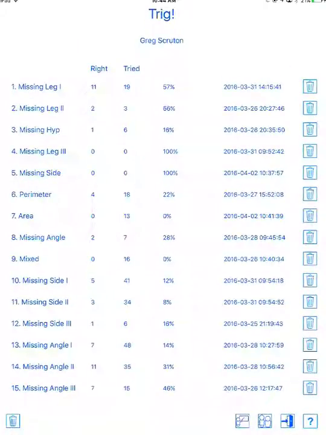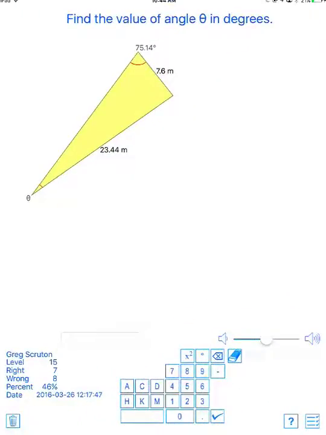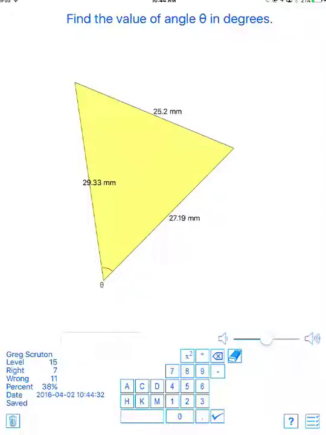And finally, level 15, find the missing angle. In this case, you don't know whether you're going to have to use the cosine law or the sine law. You have to decide in each situation. Okay, in this one, I'm given one angle and two sides, and I'm asked to find another angle. I would use the sine. For this one, I have three sides, and I'm being asked to find one of the angles. And so here I would use my cosine law.